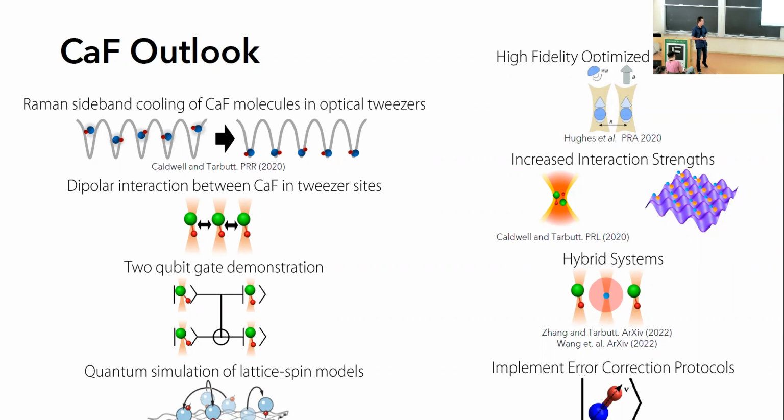Down the line, you could also imagine further increasing the coupling strength between your tweezers in various ways, either by using a nice proposal by Mike Tarbutt's group, whereby you can use the tensor Stark shifts of the molecule to load two individual molecules within a single trap. Or you could also think about a hybrid system where you combine molecules with Rydbergs and try to get the best of both worlds.